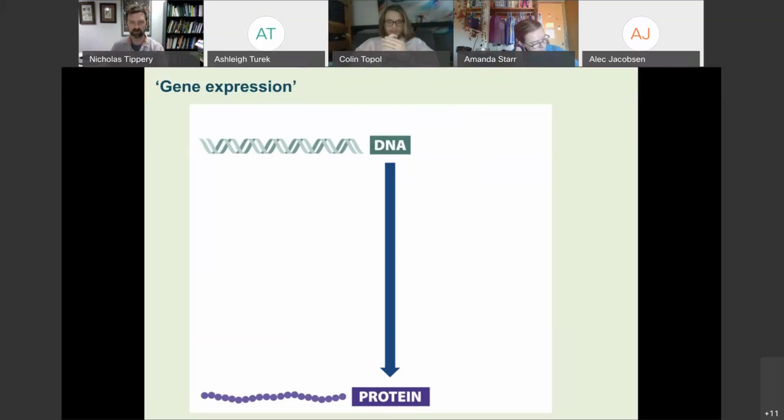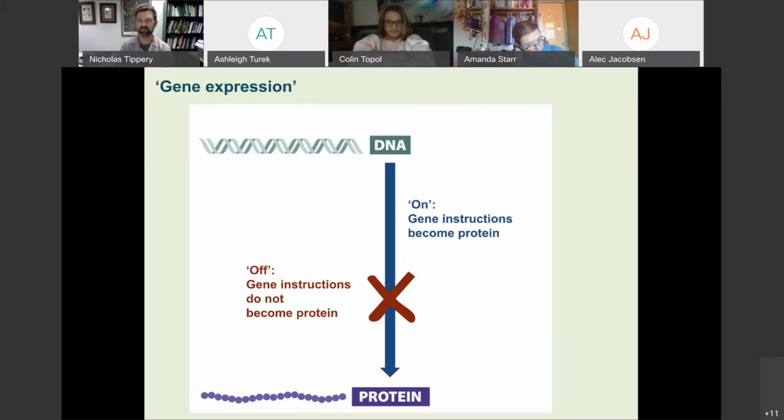So if we skip out the middleman and just ask the question, okay, is this gene on or off? How I frame this topic is we just think about these genes as having switches that turn them on or off. So if the gene is on, protein is made. If the gene is off, the gene is still there, but the protein doesn't get made from it. That make sense?